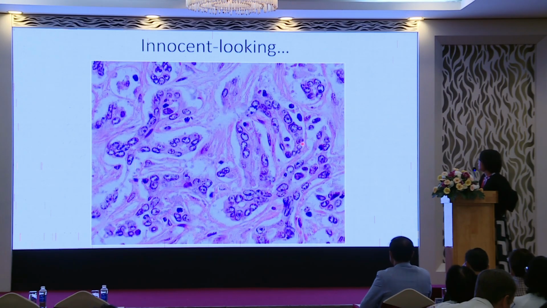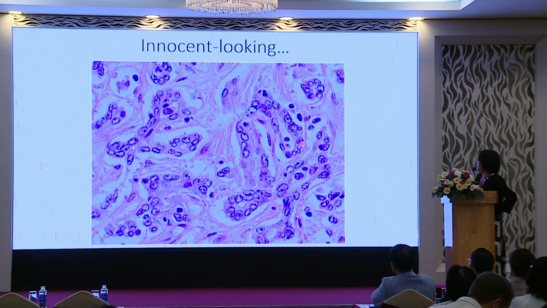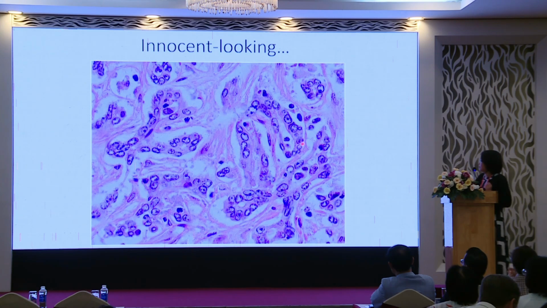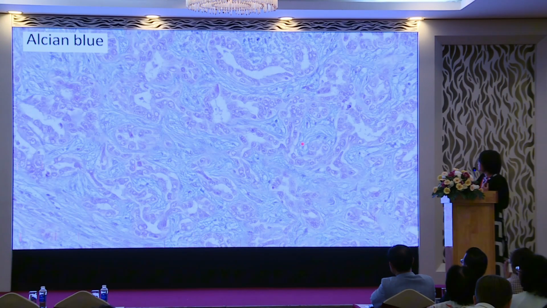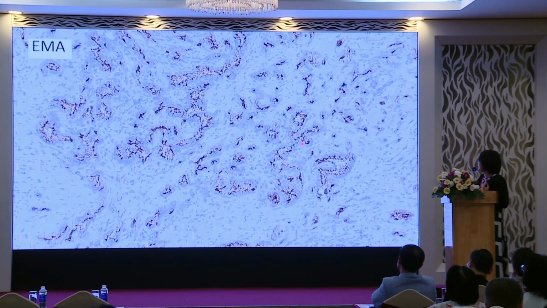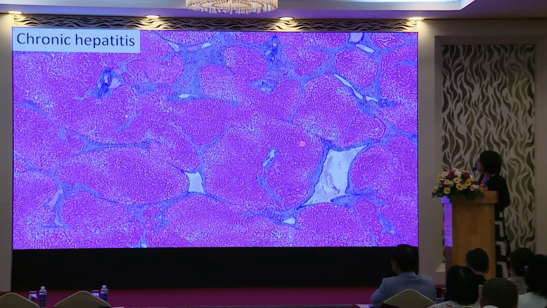And when you look closely at the tumor cells, we often call them innocent looking, because the cellular atypia is not that severe. And the mucin production is not recognized in this type of tumor cells. And the EMA staining shows a nicely apical staining pattern, whereas large duct type ICCA shows cytoplasmic EMA staining. And the small duct type ICCA is often associated with chronic hepatitis, as you can see here.